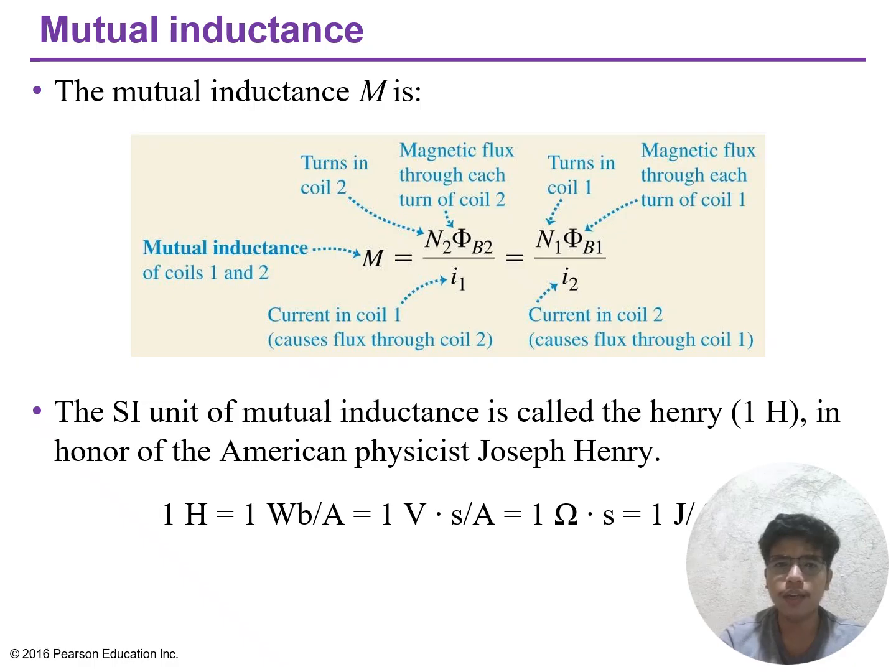M is equal to negative epsilon 2 over dI1 over dt. The minus sign in epsilon equals negative M dI over dt reflects Lenz's law, meaning the induced EMF opposes the change in current. In practice, M is calculated from the coil geometry, number of turns, separation, and the magnetic permeability of the material between them.